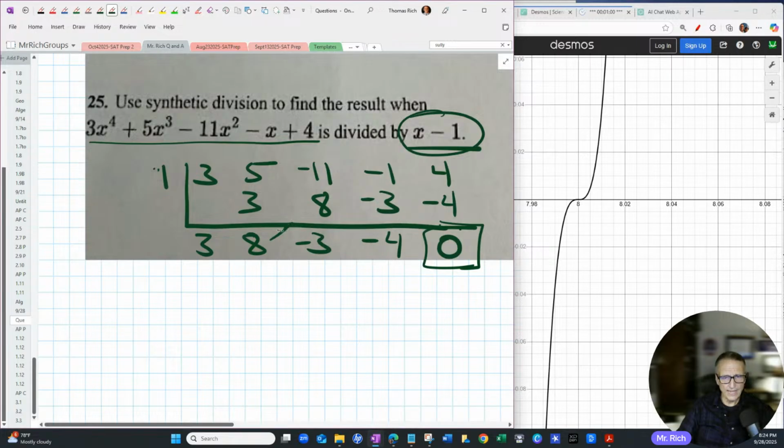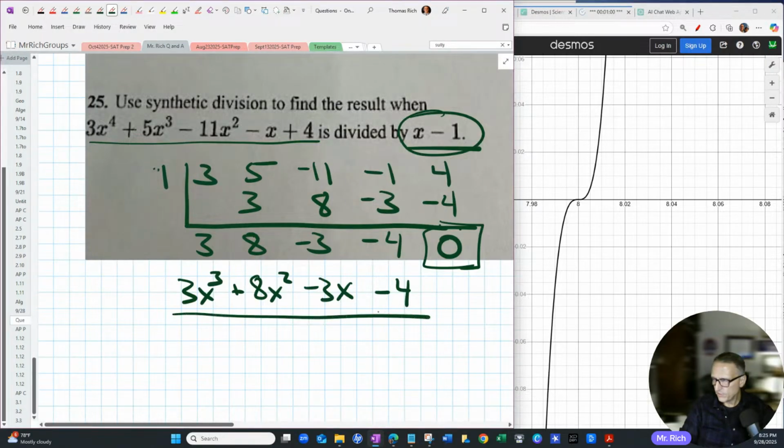Now, interpreting the answer, what is the answer to the division? Well, again, that's going to be the constant term. That will be the x term. That will be the x squared term. And the 3 will be the coefficient for the 3rd degree term, 3x to the 3rd. And there you go. That's your answer to that polynomial division.